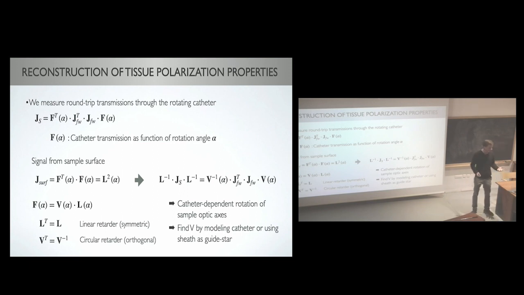Now again, in Stokes space, this V matrix is a rotation along the V coordinate, which simply results in a rotation of the optic axis that we observed for our sample, which is confined to the QU plane. So in order to get really interpretable optic axis orientations, we still need to figure out this V term, which we can do either by modeling the catheter rotation, or better, by using residual birefringence in the sheath as a guide star to compensate for the transmission through the catheter.